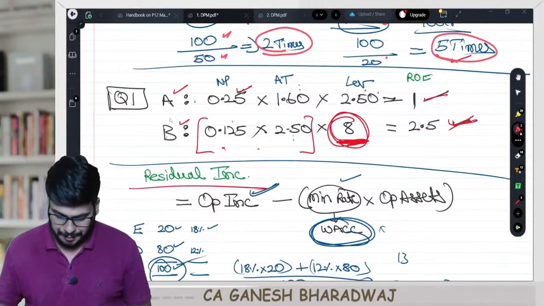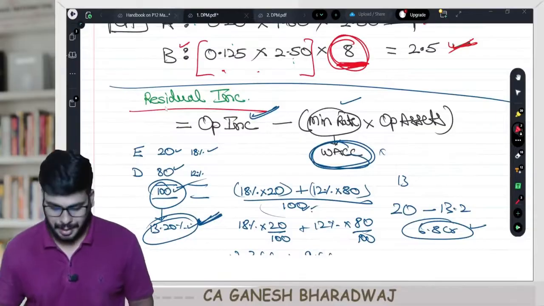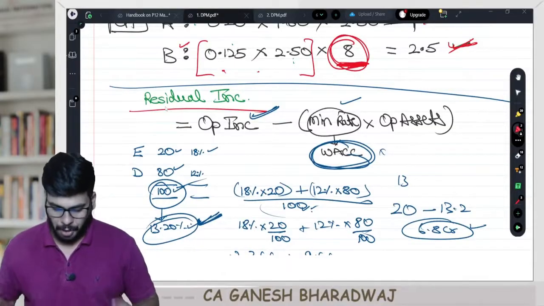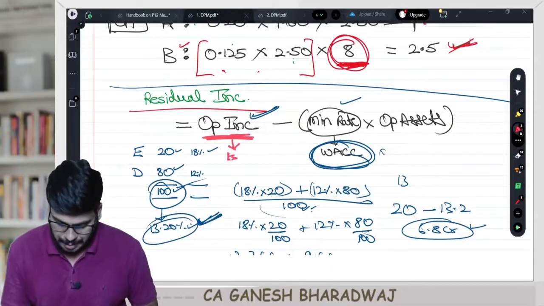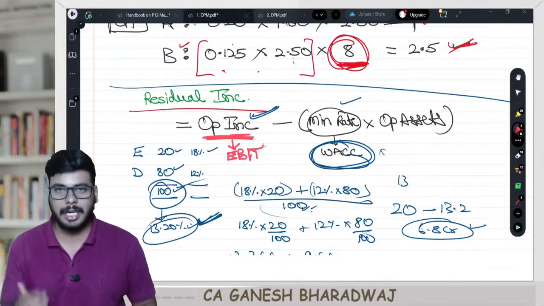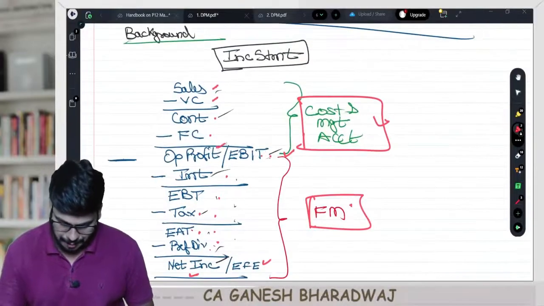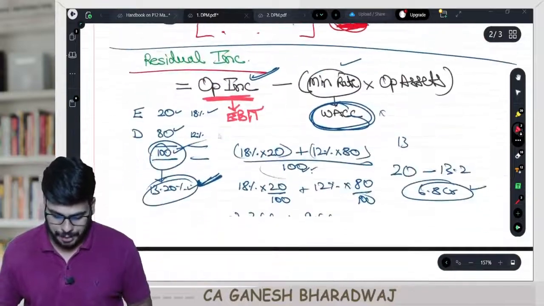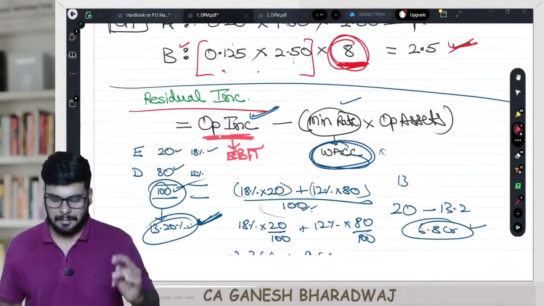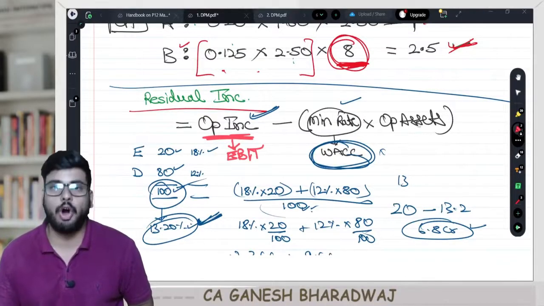The next one is a concept called residual income. What do you mean by residual income? This is the formula given. Residual income means operating income. Operating income is nothing but EBIT. Correct? We just saw in the statement, your operating profit is nothing but EBIT, right? Operating income minus the minimum rate of return into operating assets.